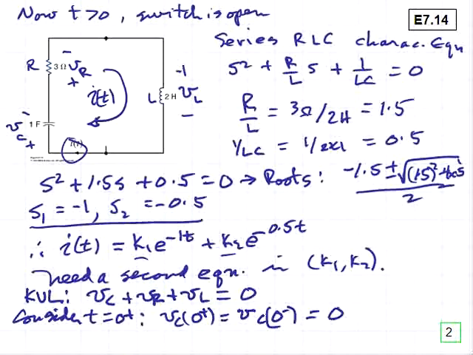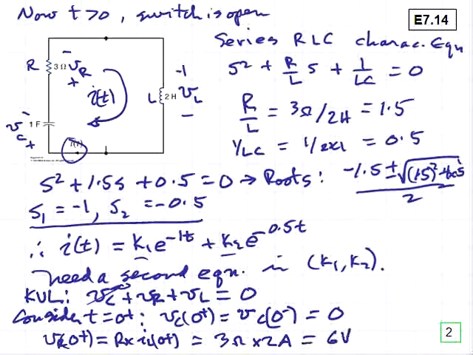So in the expression for the summing of voltages, the VC goes to 0, and we just have that VR at 0 plus is equal to R times IL at 0 plus. This is equal to 3 ohms times 2 amperes. That relies on the continuity of the inductor current across the switching event, and that's equal to 6 volts.